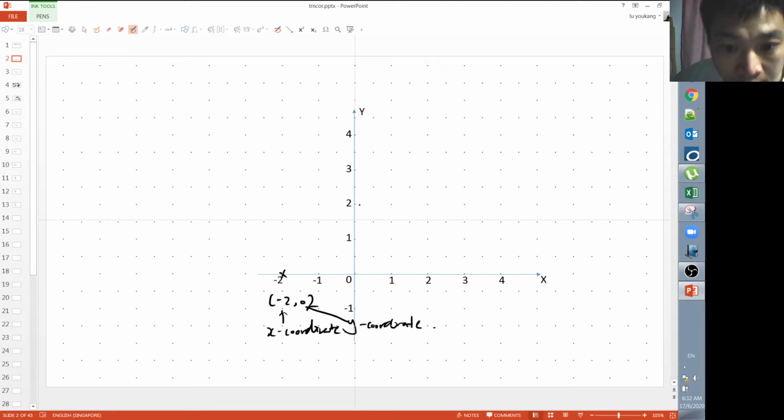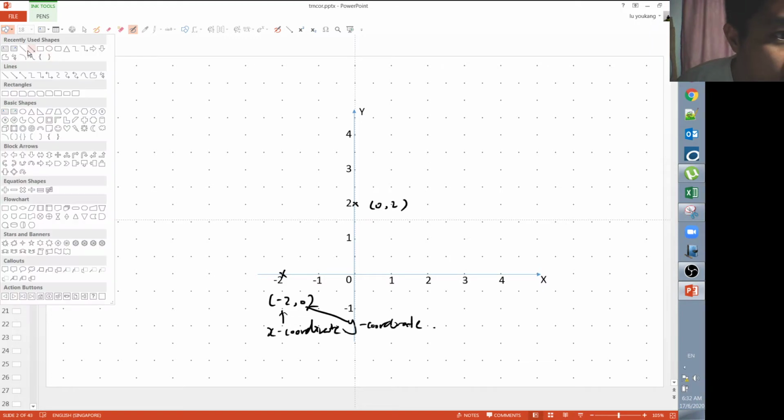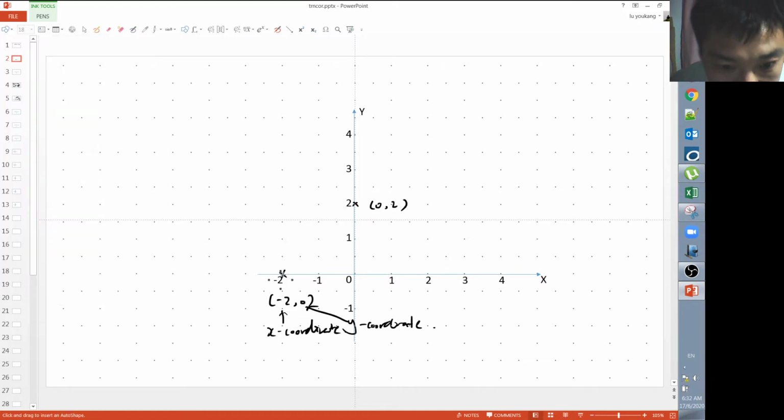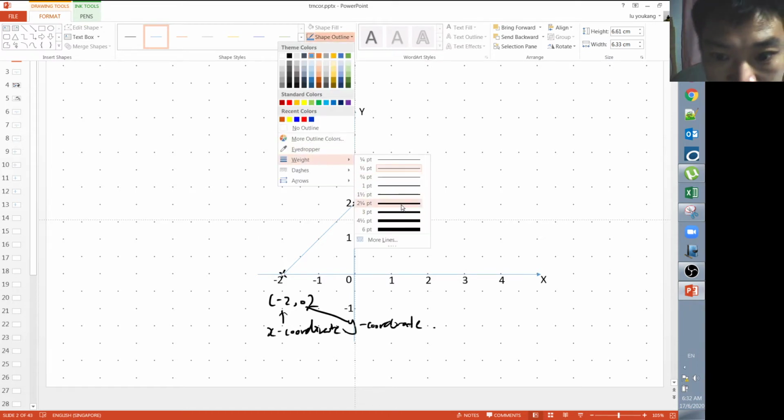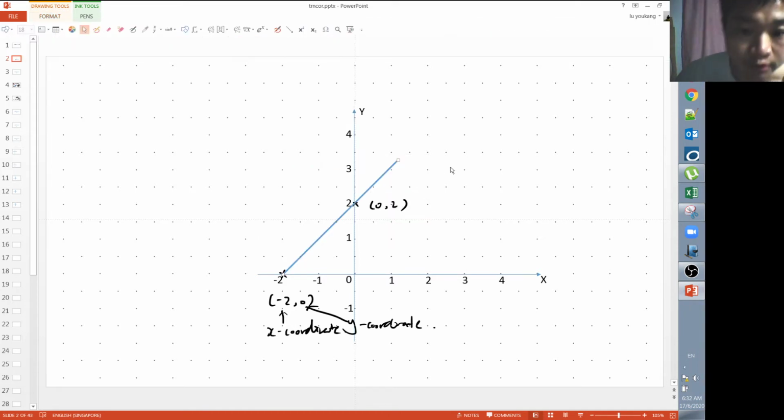Okay, let me choose another point. Let me choose this. Okay, this is your 0 and 2. Alright, so with these 2 points you can actually link it up, and you should get a straight line. Let me make the straight line thicker. Yeah, so this is the straight line.